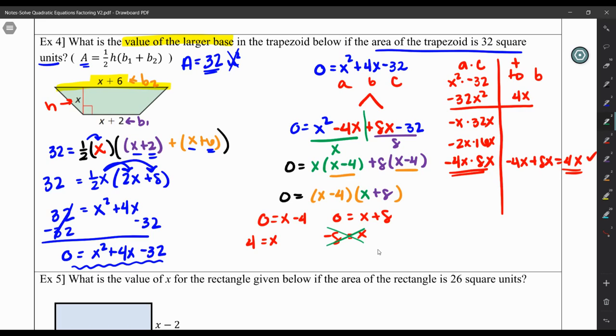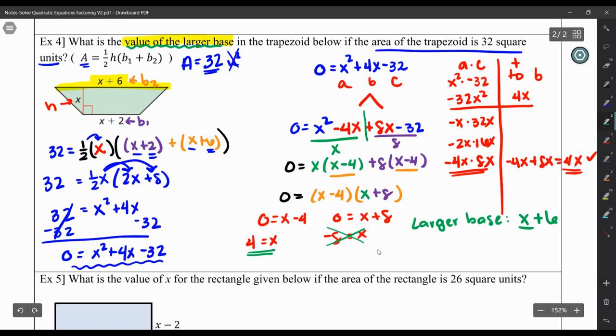So really the only value of x that works is 4, but 4 is not your answer because I want the value of the larger base, not just what x is. So the value of the larger base is actually x plus 6. And I know that x is 4. So to figure out the value of the larger base, we're going to take 4 and add 6. So the value of the larger base is actually 10 units. It doesn't tell me what kind of units, so we're just going to say 10 units. So the solution to the quadratic equation was 4, but the solution to this question is 10 because it wants the larger base and not the height.